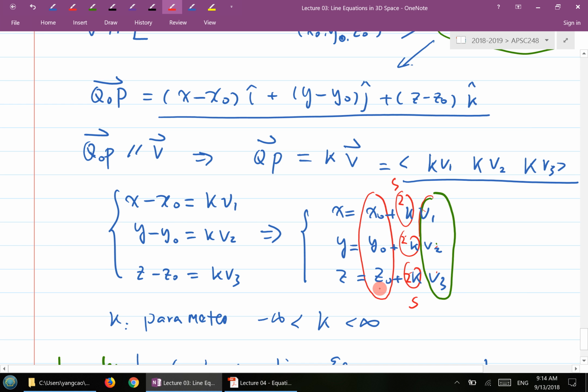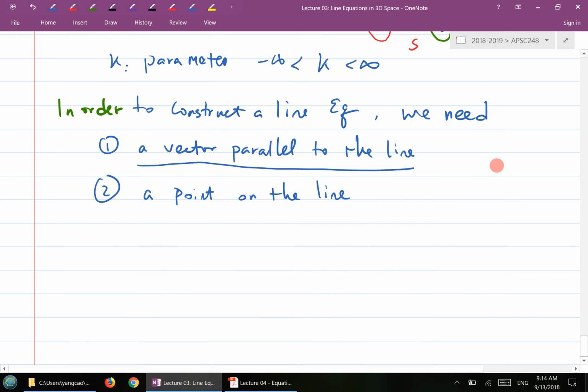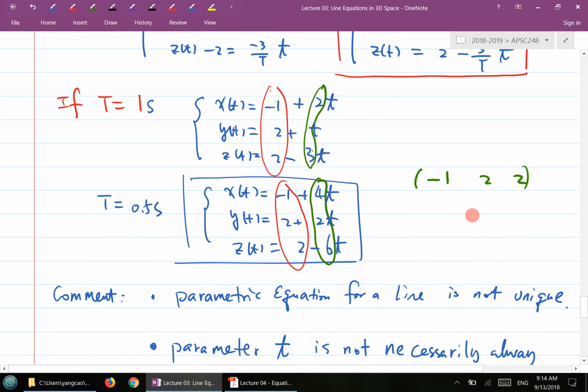You can use a different parallel vector. You can use a different point on the line. When you plug everything in, it looks different, but they actually all describe the same line. Yes? It's not a different line. It's still the same line, but a different parametric equation, right? Let's go back to this one. You look at this equation here. The coefficients are different, right? They are different parametric equations, but they describe the same line or same trajectory.